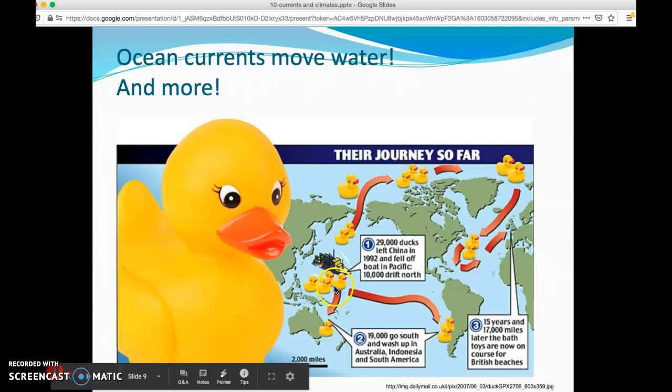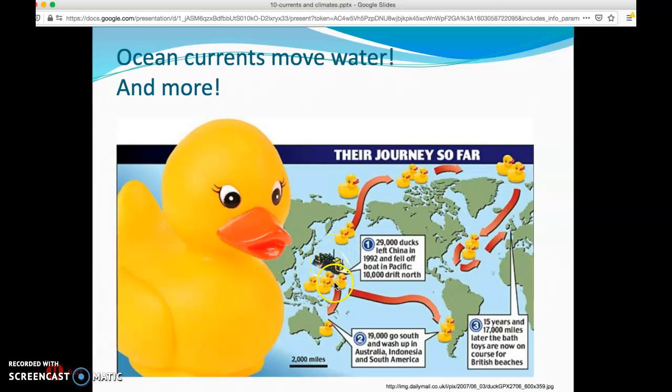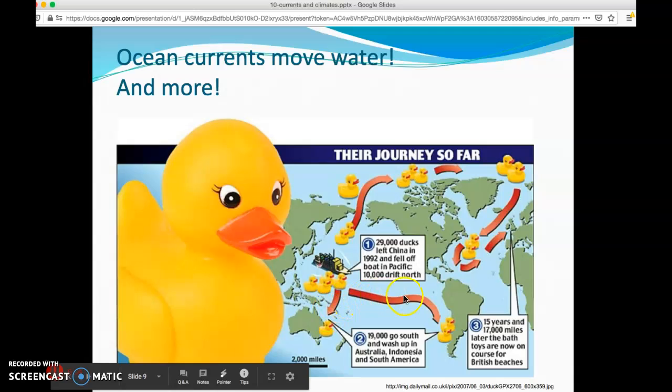So you can see that the currents carried them from the coast of China and Japan here in the Pacific Ocean and pulled them all the way down to Australia and then even the coast of South America. So it spanned the South Pacific, which is pretty impressive to think about.